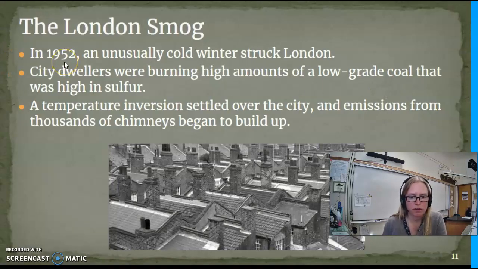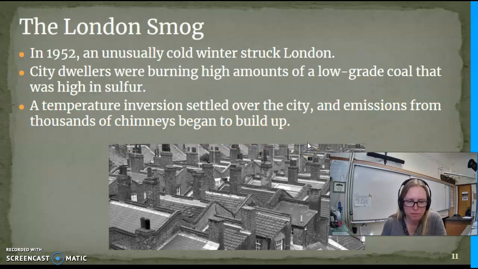Okay, in 1952, there was a similar event that happened in London, except that people in London burned coal, and that is low-grade coal that had a lot of sulfur. So that temperature inversion built up, and then the emissions from the chimneys built up in the air.